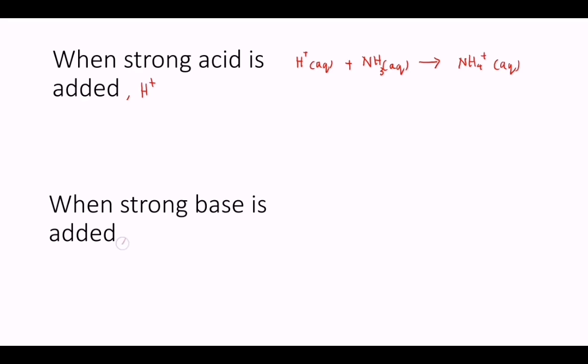When strong base is added, we have OH minus. So OH minus will react with the conjugate acid. In this solution, the conjugate acid is NH4 plus, so it will form NH3 and H2O.